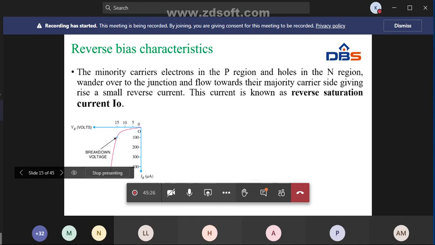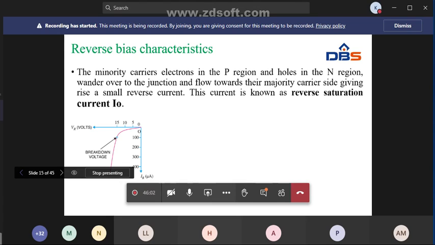see here, the reverse bias characteristics. Here the diode current is in microamperes, whereas in forward biased condition the diode current is in milliamperes, right? The minority carriers, electrons in the p region and holes in the n region, wander over to the junction and flow towards their majority carriers, giving rise to a small reverse current. This current is known as reverse saturation current I0.